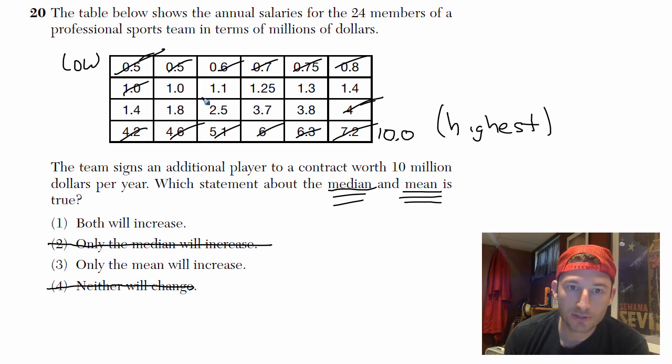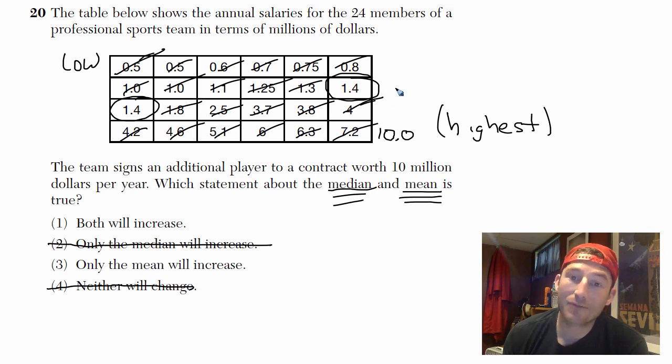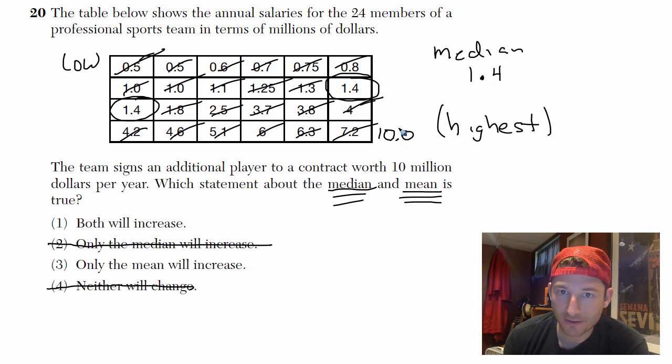So what I'm doing is I'm just eliminating from both sides the largest and smallest number until I get to the middle. And what do you know? I'm left with 1.4 and 1.4. So it's going to be the average of those two. So the median is 1.4.